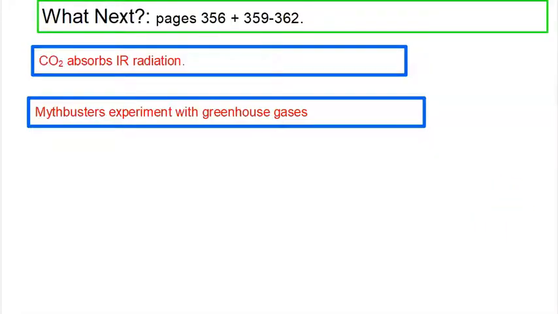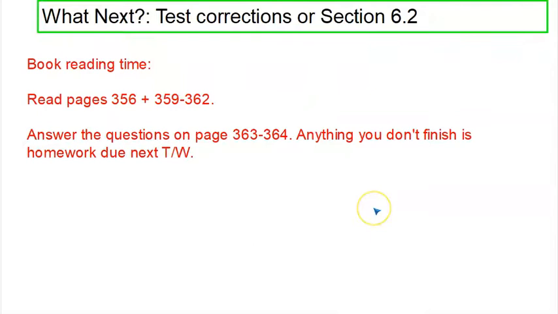Alright, so hopefully I successfully edited the videos in and you watched both of them and you got a chance to discuss with each other. So the last thing we're going to be doing today is doing some book reading time, so this should help cement what we hopefully have learned about greenhouse gases and carbon dioxide and whatnot.